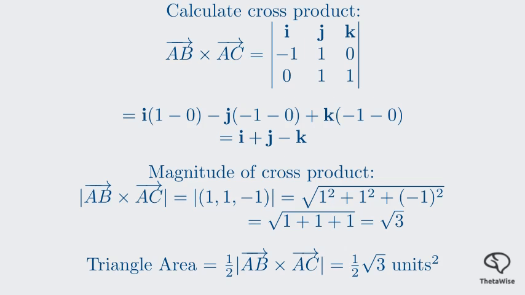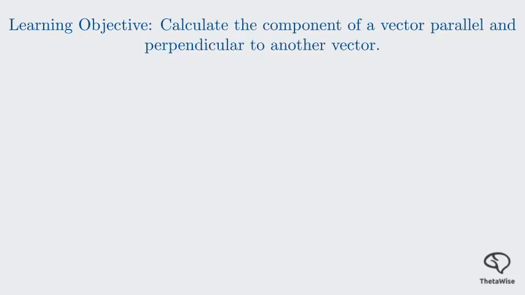So, we have successfully used the cross product to find the area of a triangle, meeting our objective. This method is incredibly versatile for geometric problems. We will now explore another important application, finding the component of a vector in a specific direction. Our objective is to calculate and understand the component of a vector parallel and perpendicular to another vector.